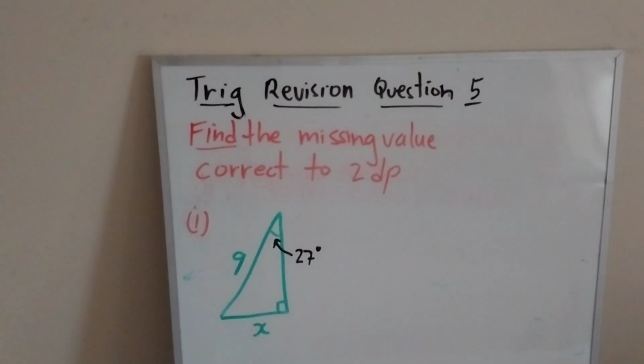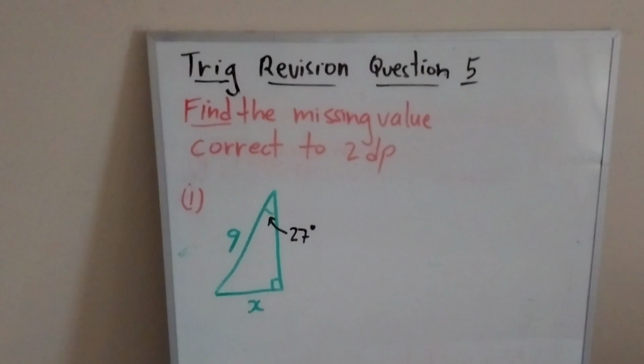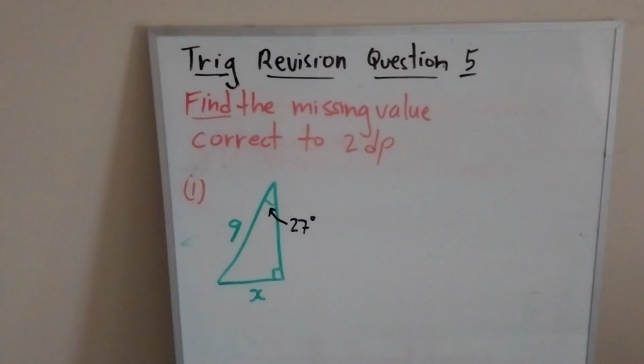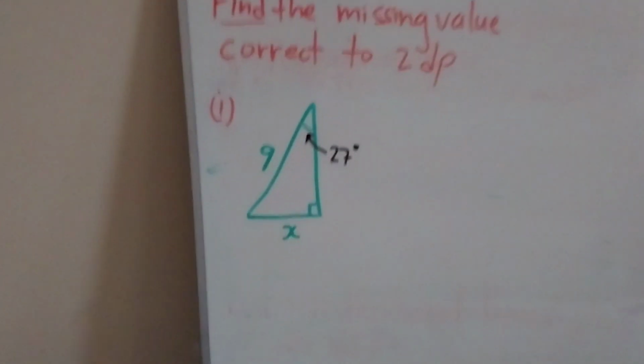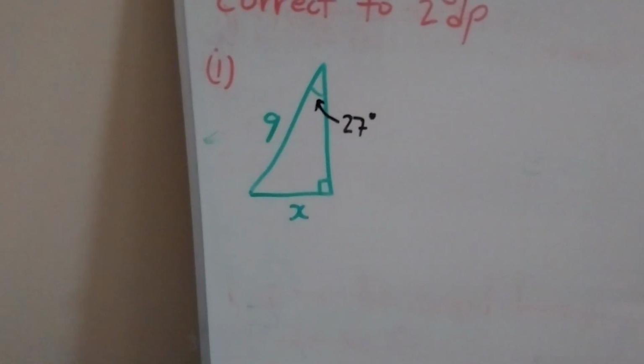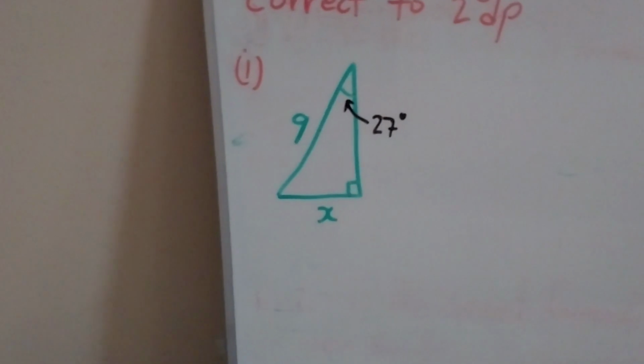Trigonometry revision question number 5. There'll be 2 questions over here. First one, find the missing value correct to 2 decimal places. So the missing value over here is x. Find the length of the base of this triangle.